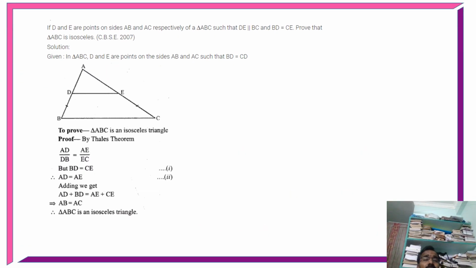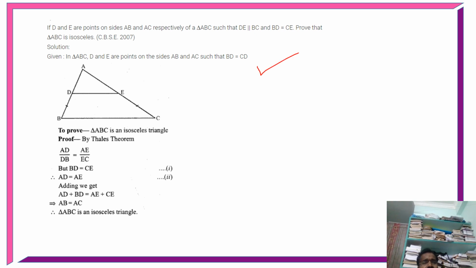Here also it is given that D and E are points on AB and AC respectively of triangle ABC such that DE is parallel to BC. Already DE parallel to BC is given, so Thales theorem, no doubt, or BPT, Basic Proportionality Theorem. BD equals CE. Prove that ABC is an isosceles triangle. To prove this, it is enough to prove AB equals AC.